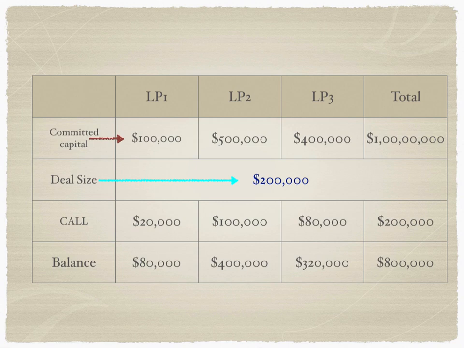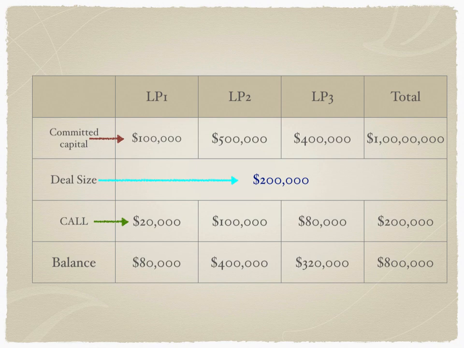Before making the investment of $200,000 into the target company, the GP sends out capital calls at least 14 days before the investment date to the LPs. The capital call goes out of $20,000 to LP1. Now, how did I arrive at $20,000? LP1 has a committed capital of $100,000 of a total of $1 million. That's about 10% of the total corpus. Out of the deal size of $200,000, they will contribute $20,000.